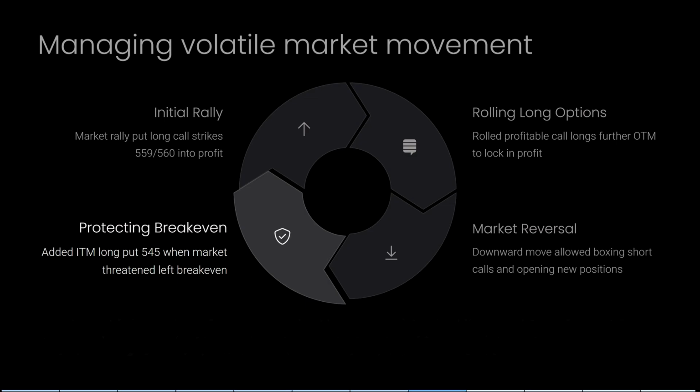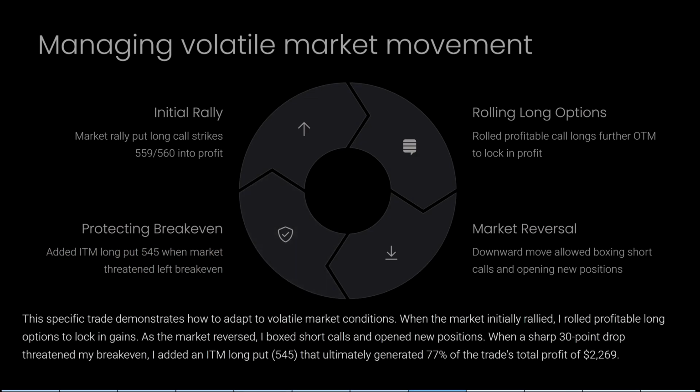The market moved down 30 points sharply, so if I didn't do anything, my short put 548 and 552 would have generated unlimited losses. That's why following the trade rules saved my trade. That long 545 put was a very good move because I have put my whole trade into box, protecting all of the break-evens, and it was the most profitable leg of the entire trade.